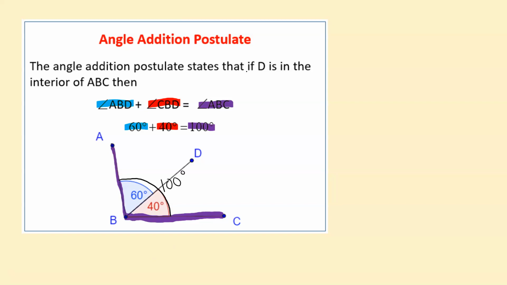And this works because we know that D is in the interior of angle ABC. So since D is in this spot right here, if you were to extend these lines out, you can see that D falls in between those. The exterior would be like if D was out here, so that wouldn't work the same. So this works because D is in the interior of this angle.